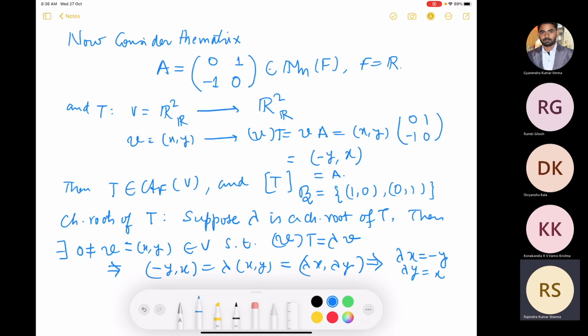Now you can see that (X, Y) is not (0, 0). X and Y both are not zero at the same time. So what are the possible values for lambda, or what equation does it satisfy? If you multiply both sides, this is lambda square XY, and this is minus XY. So lambda square XY is minus XY, so (lambda square plus 1) times XY is 0.